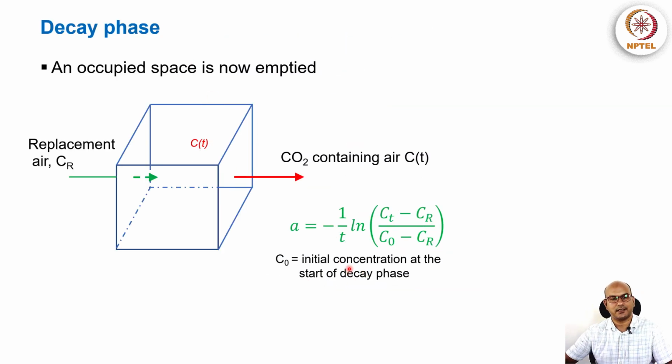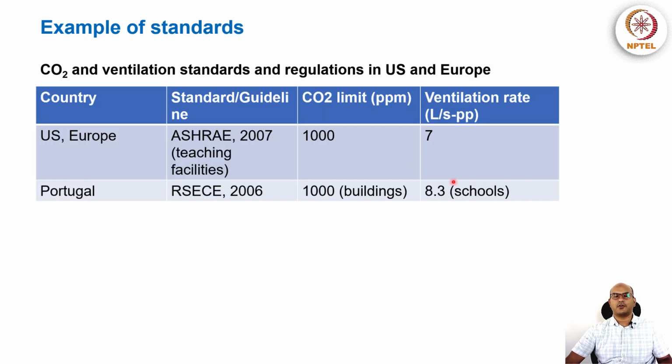So now we have basically found out how to derive these air exchange rate constants. There are of course some limits. So CO2 and ventilation standards and regulations in US and Europe have been listed, and we have these countries, which is US, Europe, and here we have Portugal, and the guideline reference. This one is for teaching facilities and this one is for buildings and schools. So the CO2 limit has been stipulated at 1000 ppm, and the ventilation rate for the setting in liters per second per person is 7, and for Portugal it is 8.3 liters per second per person.